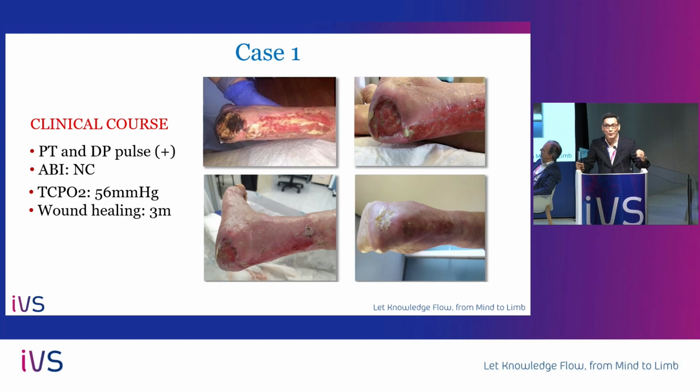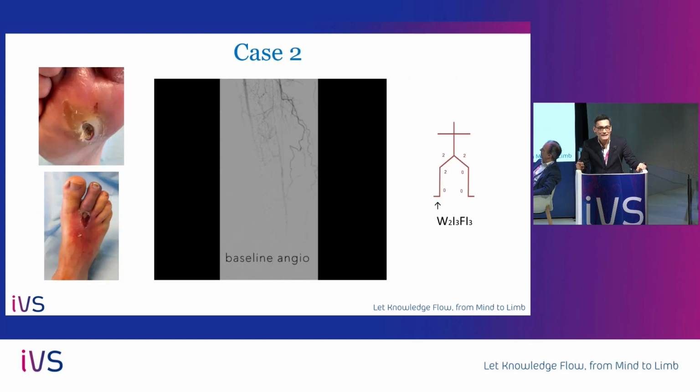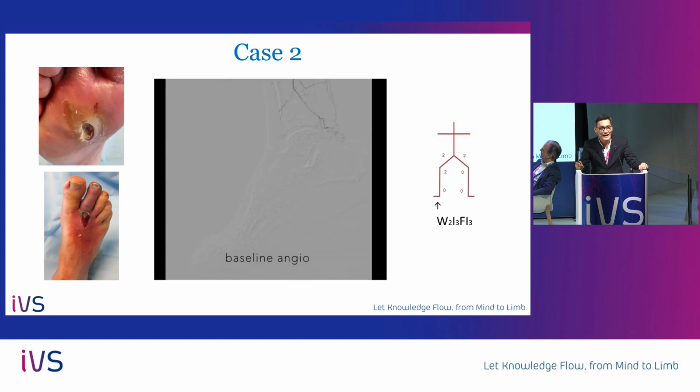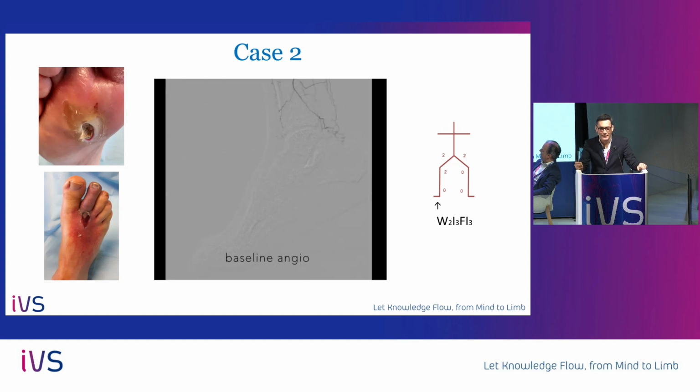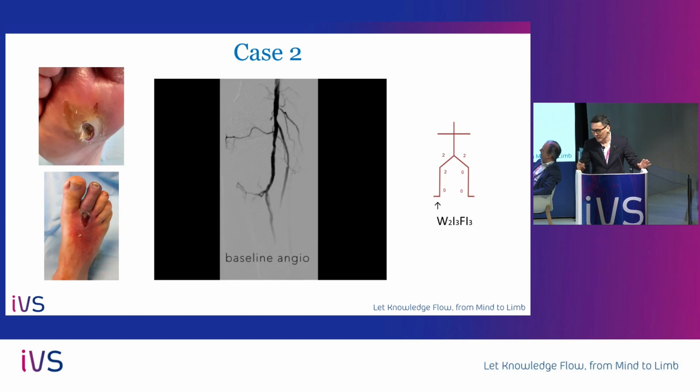We achieved complete wound healing 3 months later, TcPO2 raised up to 60 millimeters of mercury. This is what we call the wound-based concept. Second case, this is a case of an acute diabetic guy with an abscess at the level of the foot. And if you look at the angio, we have a tight stenosis at the level of the anterior tibial, diseased vessels distally, really no vessels at the level of the foot.